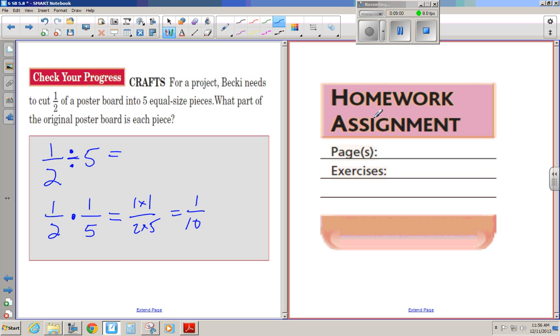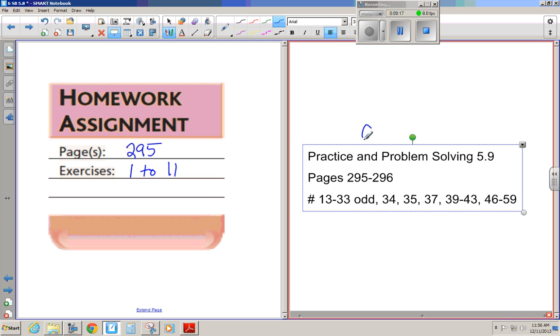All right, so what you need to work on, you need to complete the CYUs on page 295. You need to do problems 1 through 11. Then, of course, in class, this will be our classwork. All right, good luck.